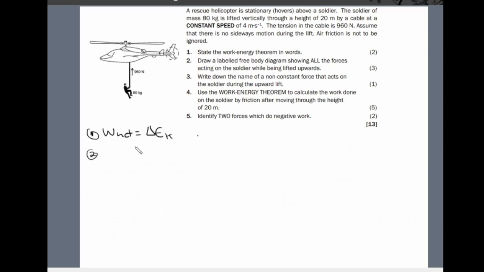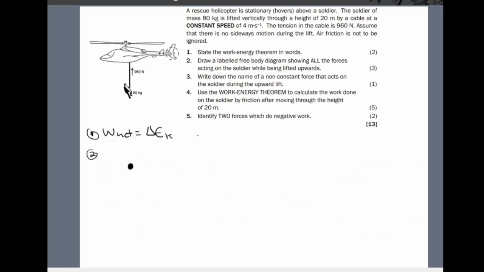And then question 2: draw a labeled free body diagram showing all the forces acting on the soldier while being lifted upwards. Any free body diagram will represent the object by a dot, in this case the soldier, and then you'll represent all the forces by arrows.